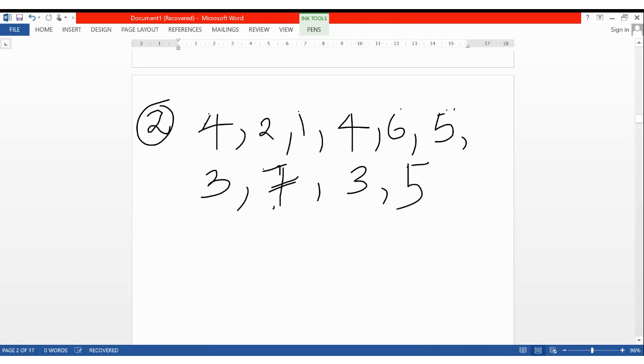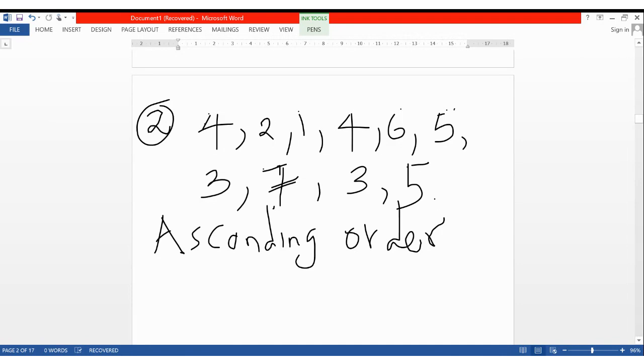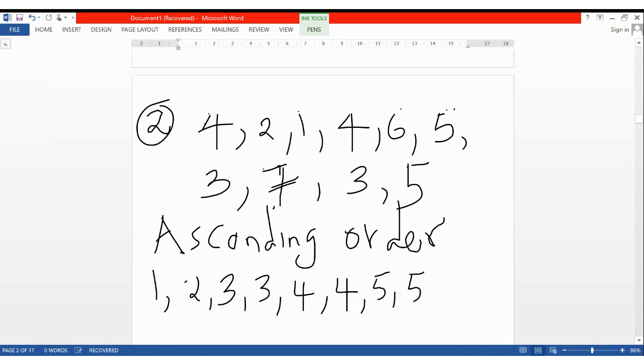So first of all, I'll arrange the numbers in ascending order. The least one is 1, second one is 2, then I have 3, and I have another 3, I have a 4, and another 4, I have 5, and another 5, then I have a 6 and a 7. If I arrange in ascending order, the range is easy to see.